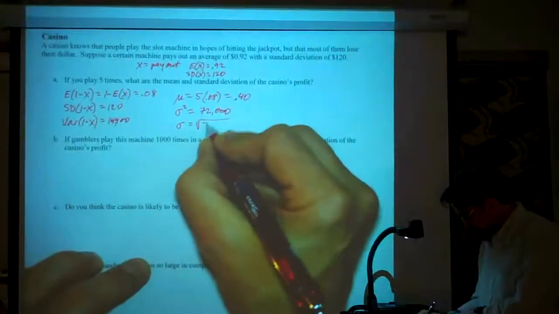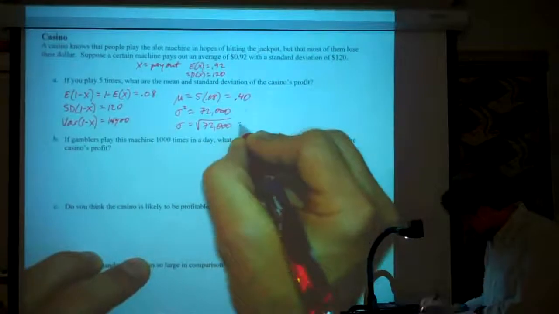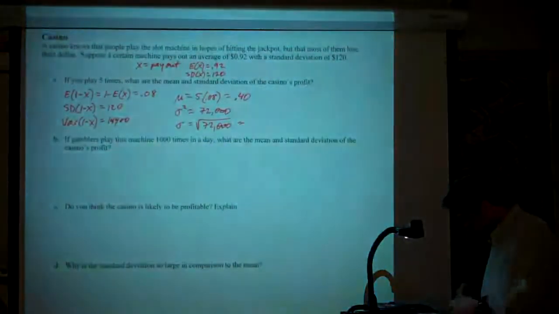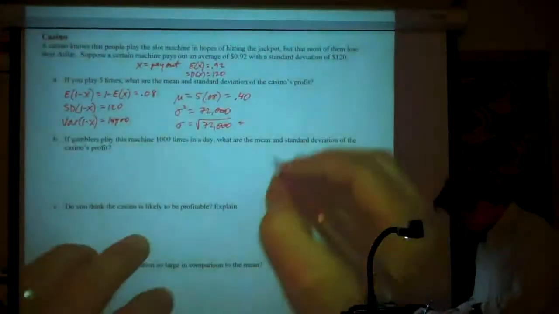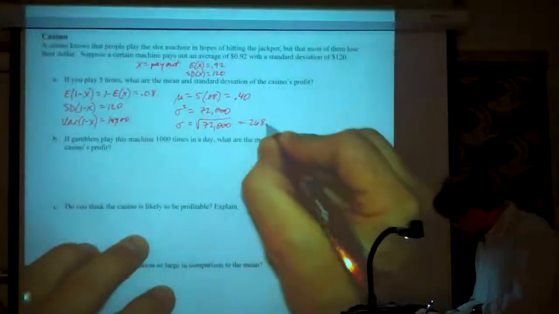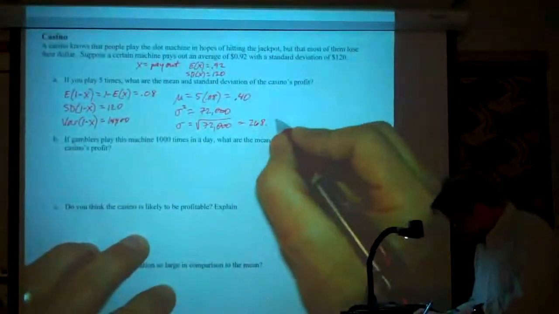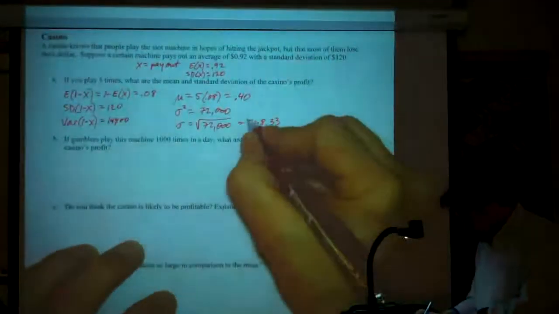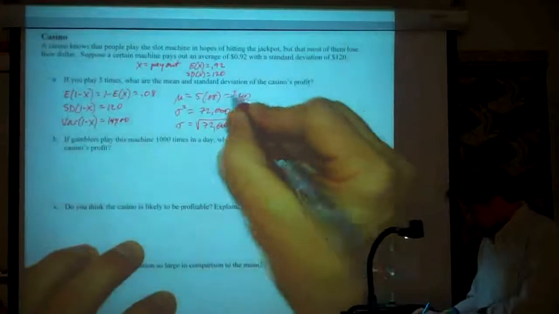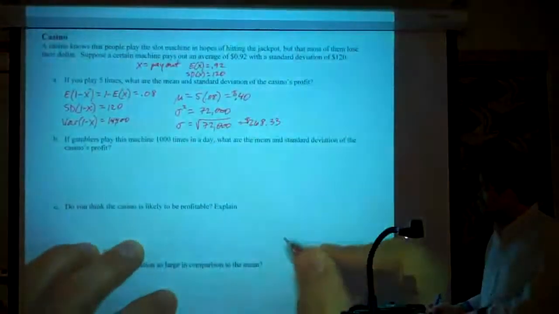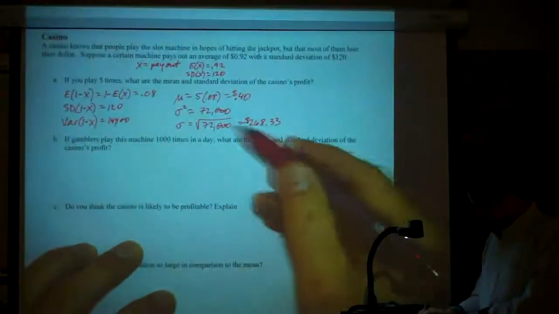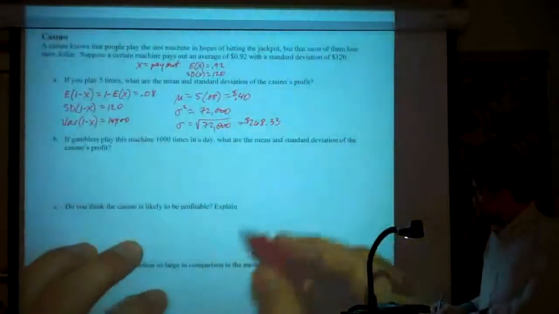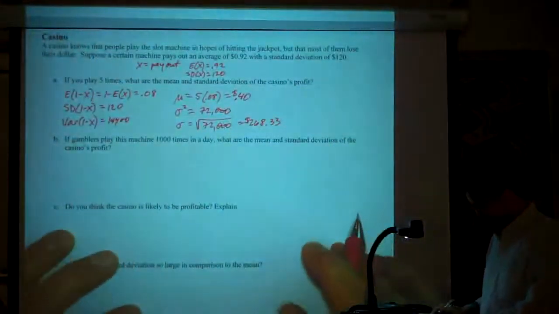What's the standard deviation? The square root of the variance. And that equals about 268.33 dollars. The mean and standard deviation are in the same units. The variance is in, I guess it would be in square dollars, but I don't really understand what that means.